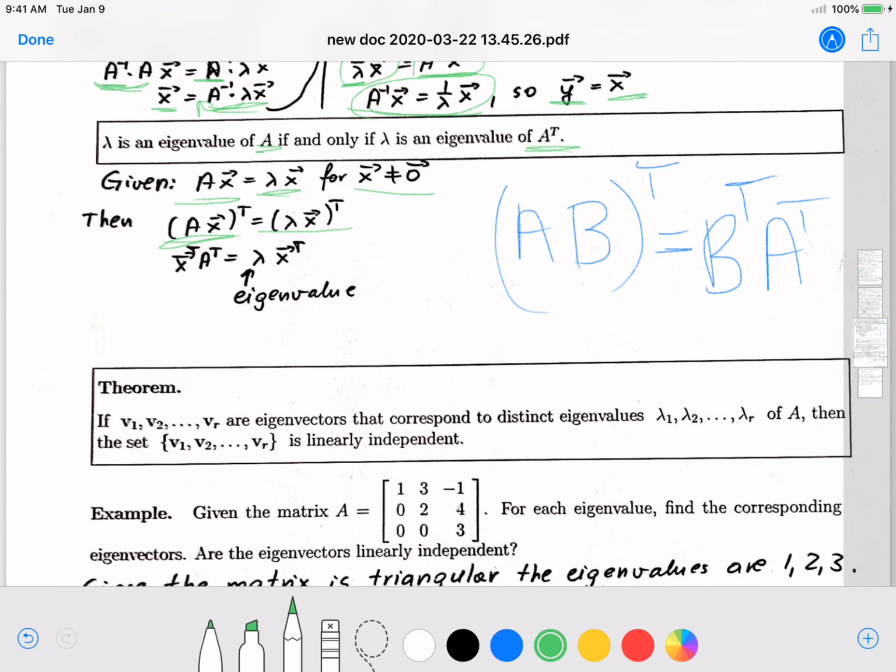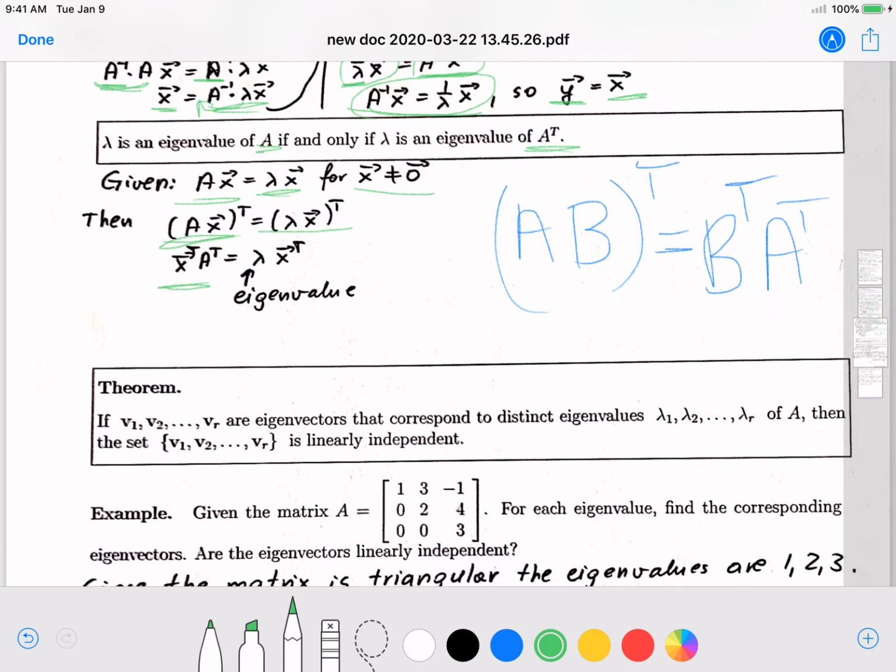We could have changed the order here, but the transpose of a number is just the number itself. So that's why the lambda stays as is. And what that means is that lambda is an eigenvalue of the matrix A transpose, and also of the matrix A.